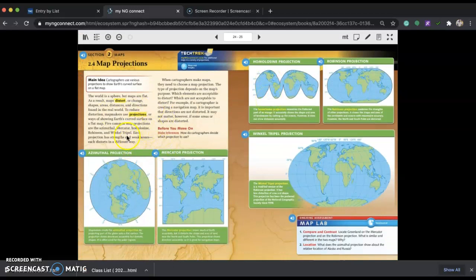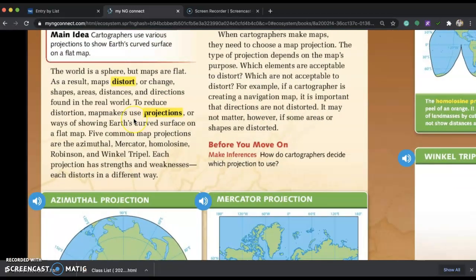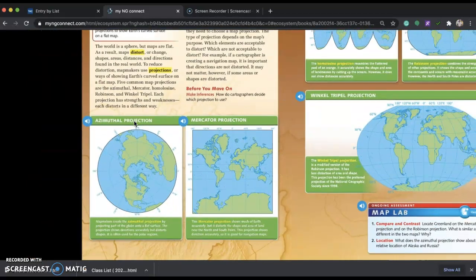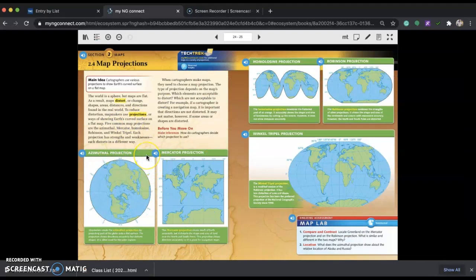And last but not least, map projections. As we were looking at, the best representation of our world is always going to be a globe. Why? Because our world, Earth, is a three-dimensional shape.